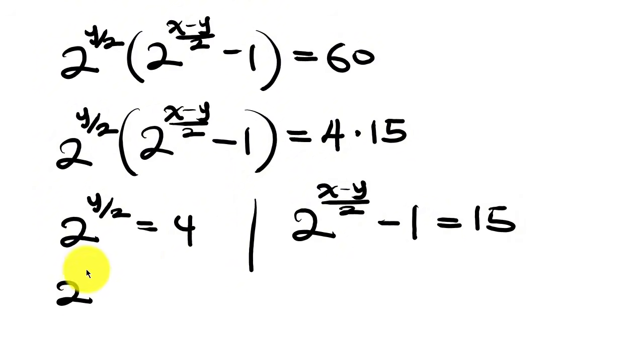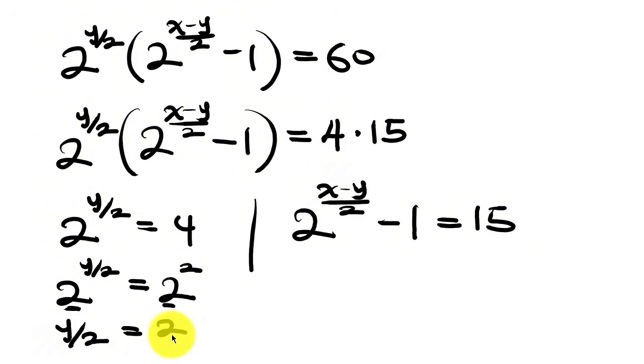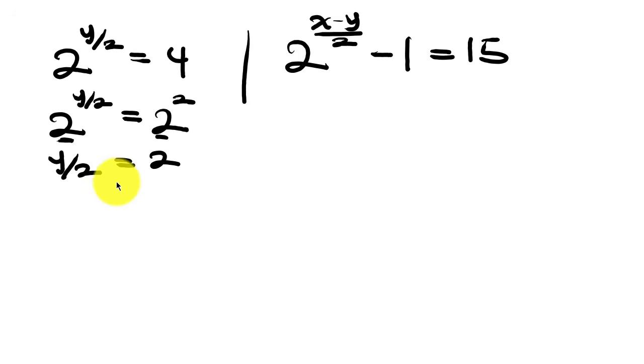For this first case, we have 2 to the power of y over 2 to be equal to 4, which is the same as 2 squared. Now we have the base on the left and the base on the right to be equal. So we have to equate their powers. So we have y over 2, the power on the left, to be equal to 2, which is the power on the right. So we can cross multiply, but let me make this a fraction first, over 1. So when I cross multiply, I have y times 1, which is y, to be equal to 2 times 2, that is 4. Very good.